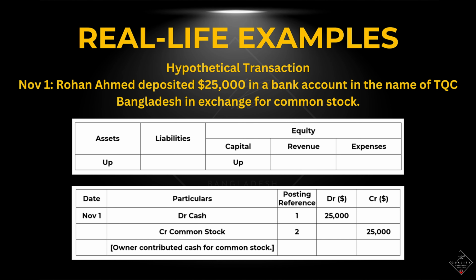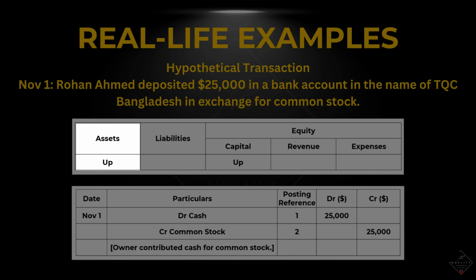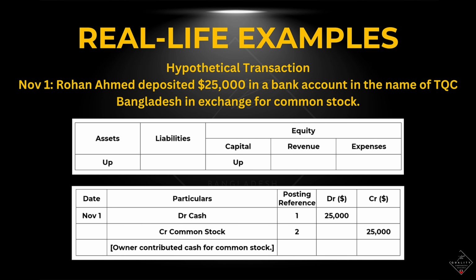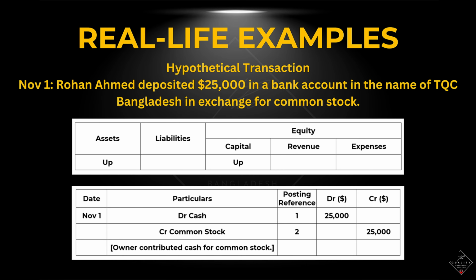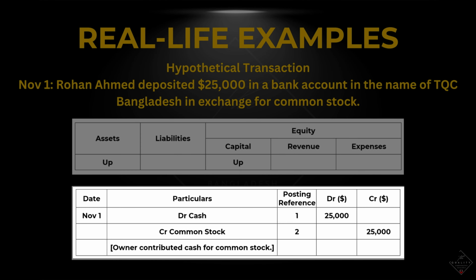Now let's bring this to life. Let's consider the following hypothetical transaction. On November 1, Rohan Ahmed deposited $25,000 in a bank account in the name of TQC Bangladesh in exchange for common stock. We can understand that this transaction increases an asset account called cash and increases a stockholder's equity or owner's equity account called common stock. When an asset goes up, we debit it, and when an equity goes up, we credit it. The journal entry for this transaction, therefore, will be as follows.